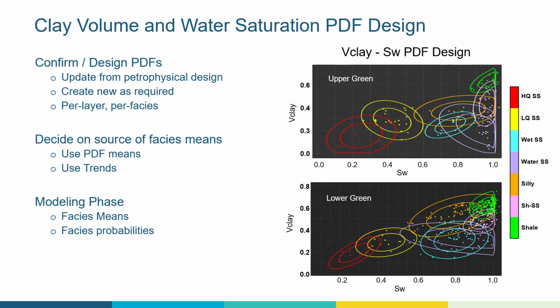Let's go on to estimate clay volume and water saturation. We do these together, and we see the PDF design in the upper green in the upper panel and the lower green in the lower panel. And we've truncated our PDFs here so that the water saturation doesn't exceed 1.0 as we would expect, and that the V clay does not go below 0.